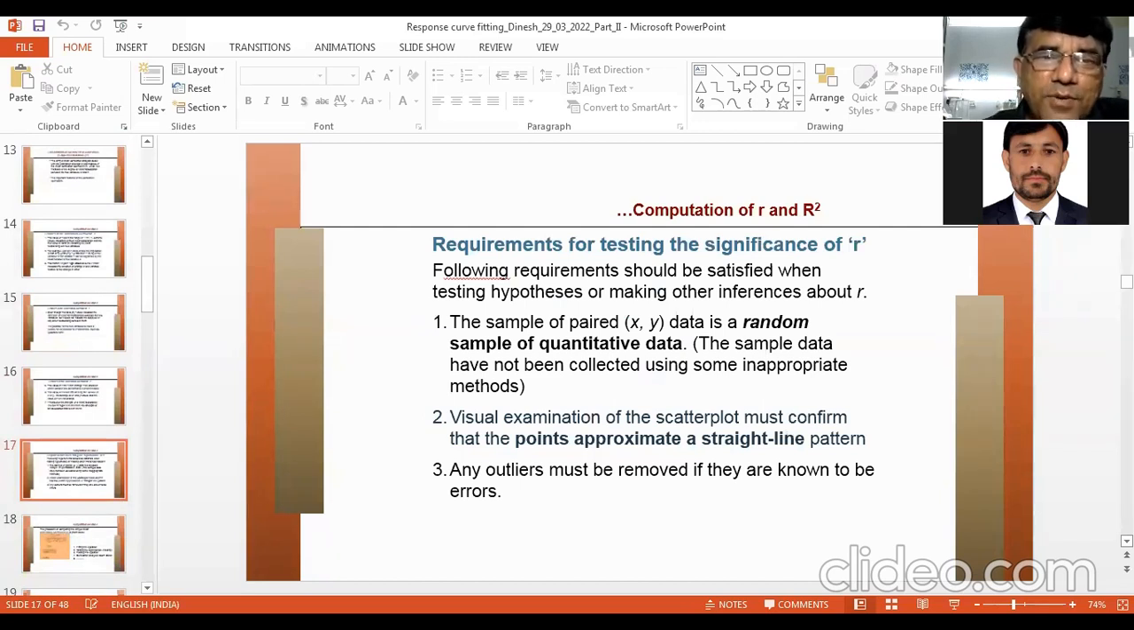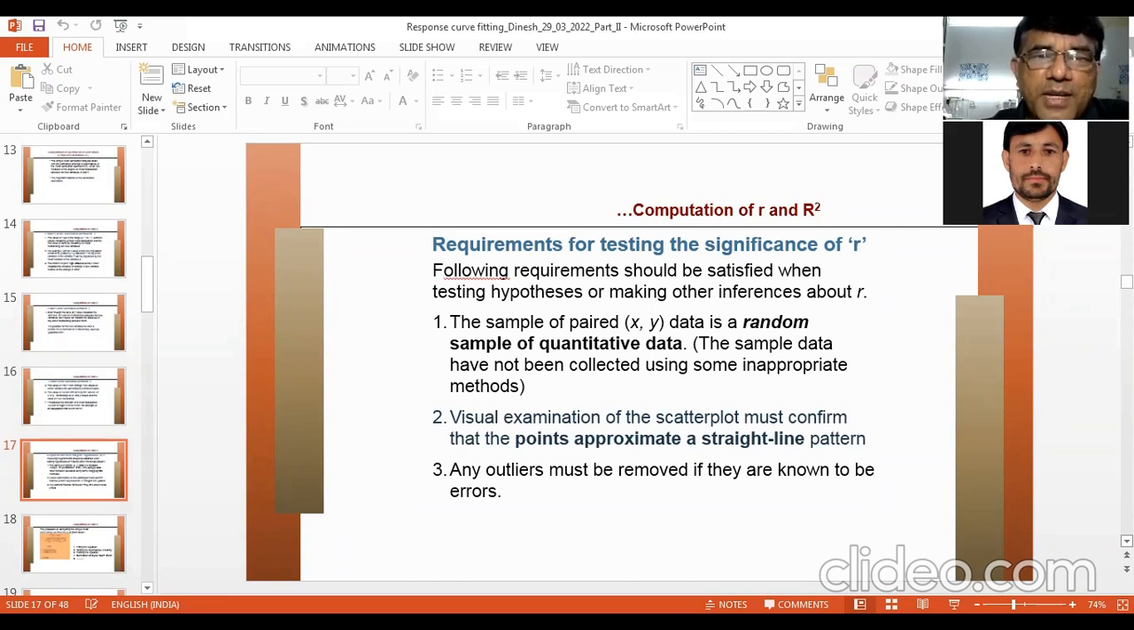Now, what are the requirements for testing the significance of r? By now, you understand how to compute the correlation coefficient. You must know, in school also, they must have taught you the formula of the correlation coefficient. Now, you want to see whether the correlation coefficient is significant or not, whether the values are genuinely statistically differing or not. For this, you have certain tests to test the significance of r.